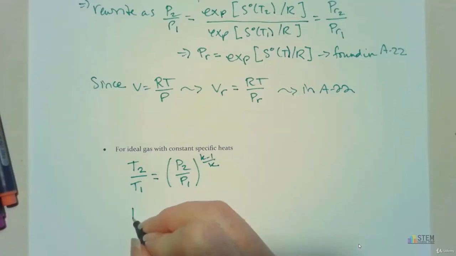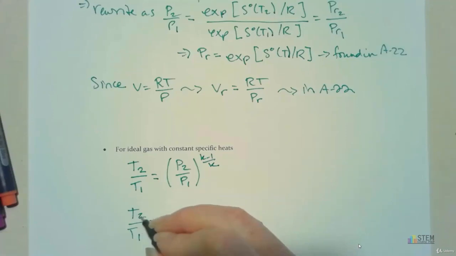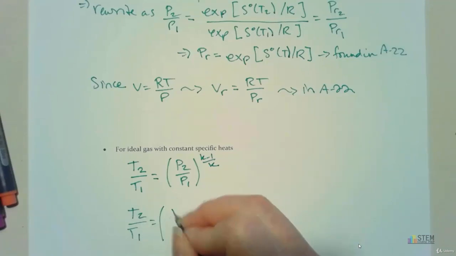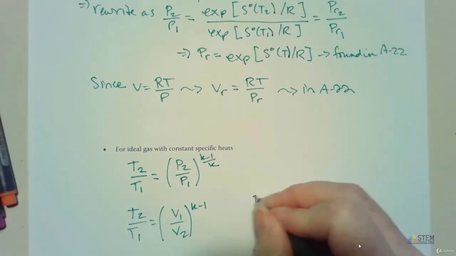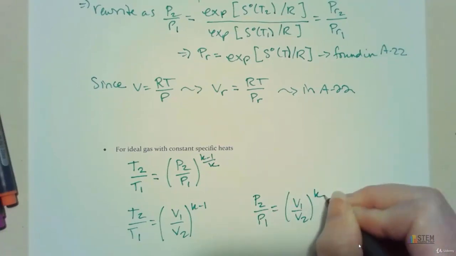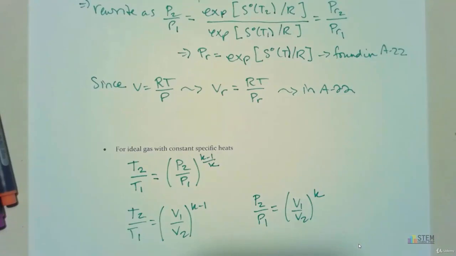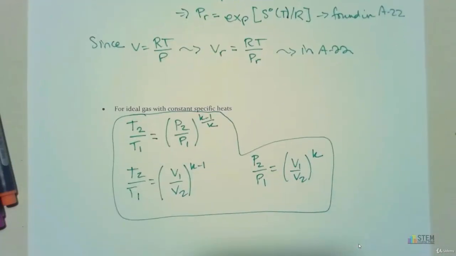There's also one with temperature and specific volume. So we'll have T2 over T1. That's going to equal v1 over v2. Exponent there is k minus 1. And then finally, we've got P2 over P1 equals v1 over v2 with an exponent of k. So these you might want to highlight there because we're going to use those anytime we have an ideal gas with an isentropic process and constant specific heat.